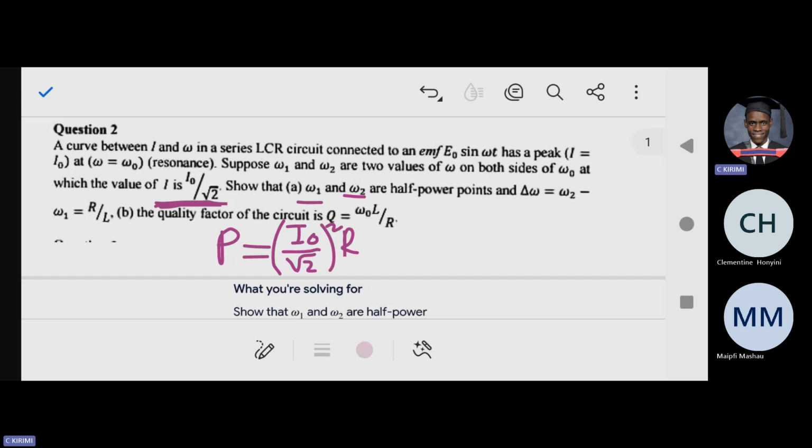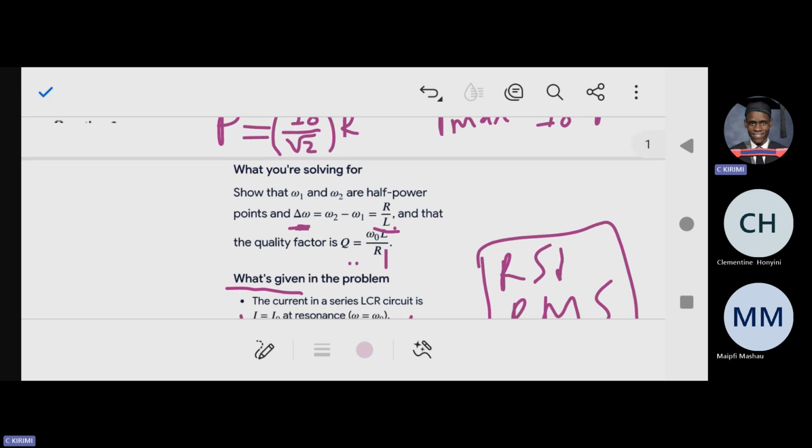At the same time, I must know the formula for P max. What is P max equal to? It's just I naught squared multiplied by R, resistance. Is that correct? So if you want to show that W1 and W2 are half power points, they must meet a certain condition, and the condition that must be met is that P must be equal to half of P max.